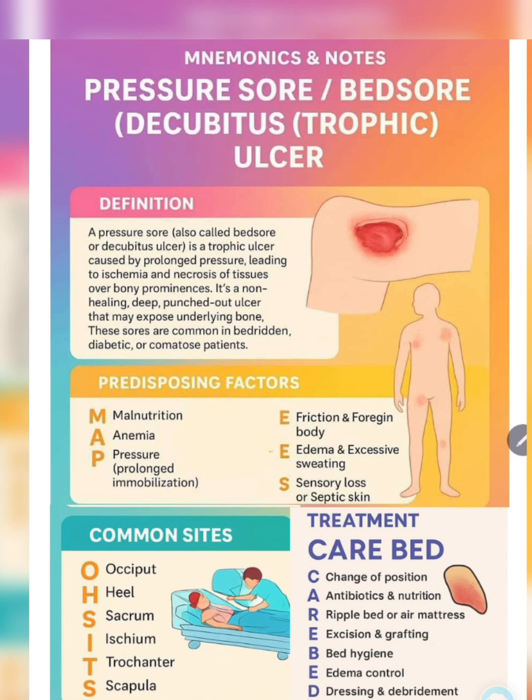B stands for bed hygiene. E stands for edema control, also to evaluate the skin frequently. D stands for dressing and debridement, and distribute the pressure to prevent further ulcers. So prevention is always better than cure.